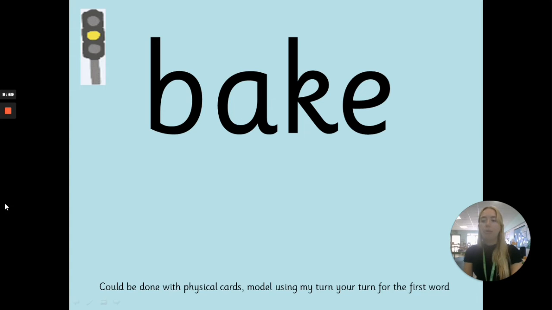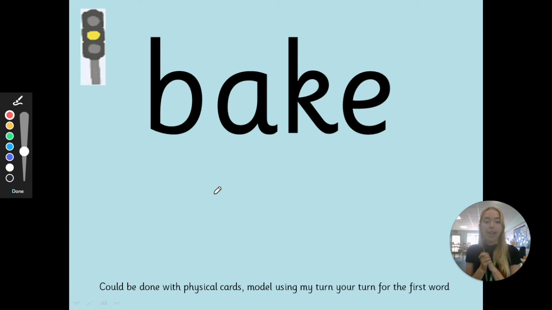So then you would model to the children how to do it. And I would start off by saying, can we spot the split vowel digraph first? Give them a few seconds to try and spot it, and then you would model it. So it's your turn first. So you'd use your pen to put the sound buttons on. Bake. And then their turn.